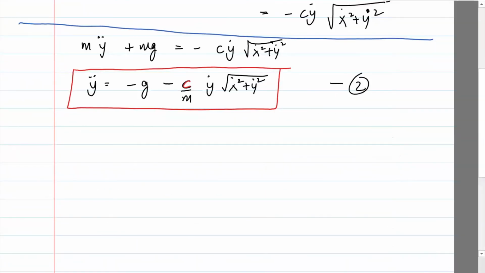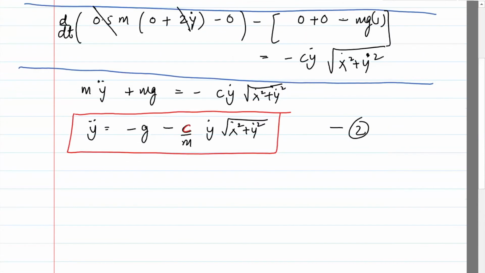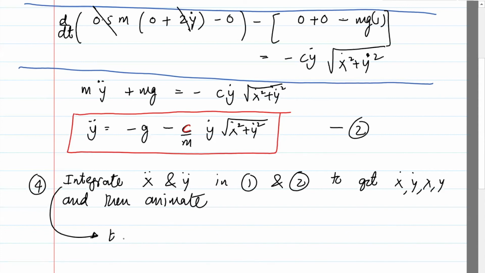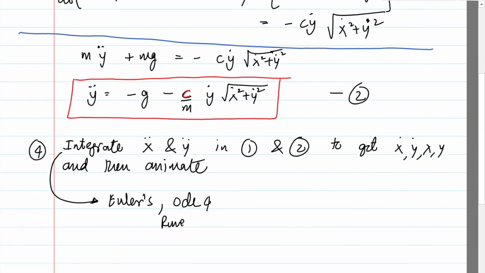Okay, and then the final step. So this is the fourth step: integrate x double dot and y double dot in 1 and 2 to get x dot, y dot, x, y, and then animate. The integration can be done in many ways. We've seen how to do it with Euler's method. We've seen how to use ODE4, which is Runge-Kutta, and you don't have to write it. I already gave you the code for that.